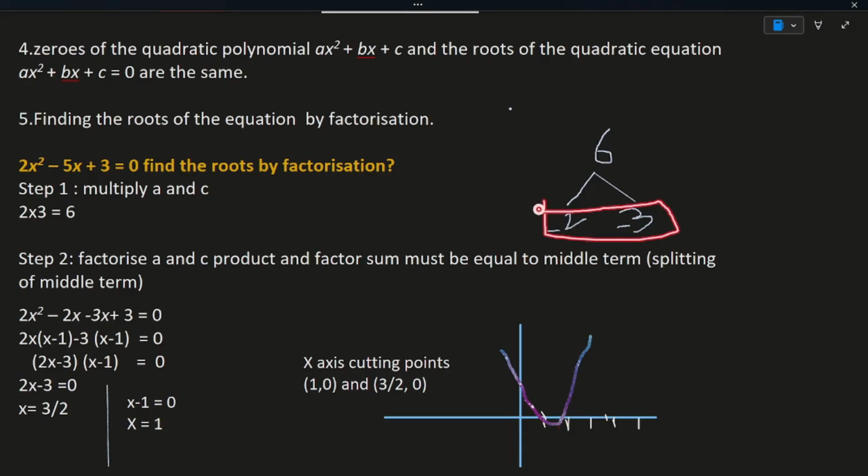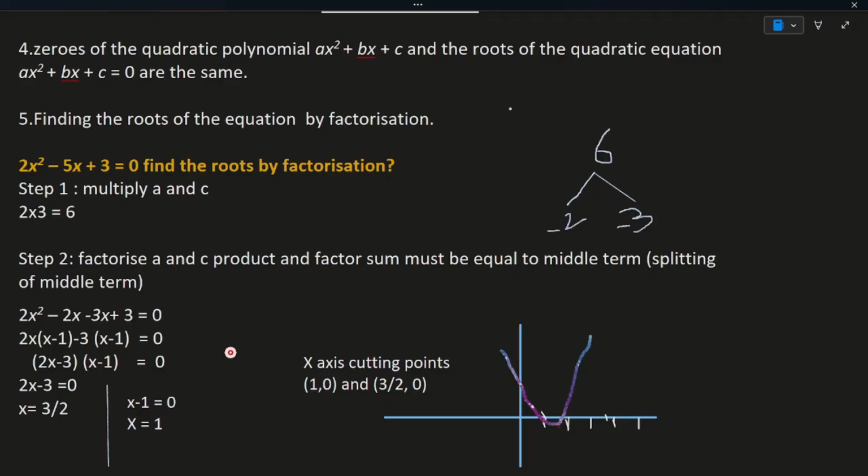Factors must be equal to the middle term and also they must become the factors of this 6. These two conditions have to be satisfied. They must be factors of the ac product, means 6. Also their sum or subtraction must be equal to the middle term. Okay, these two conditions have been satisfied now.